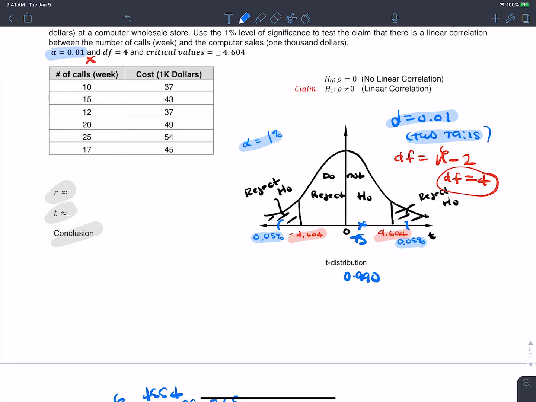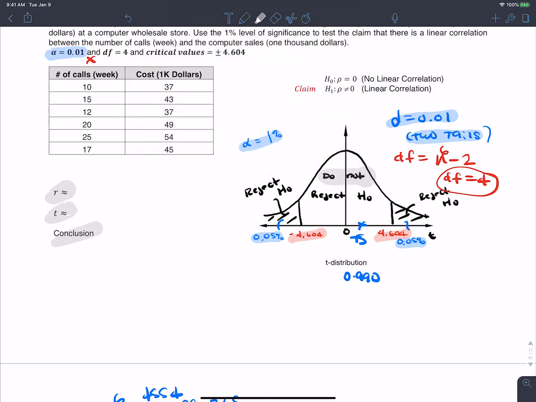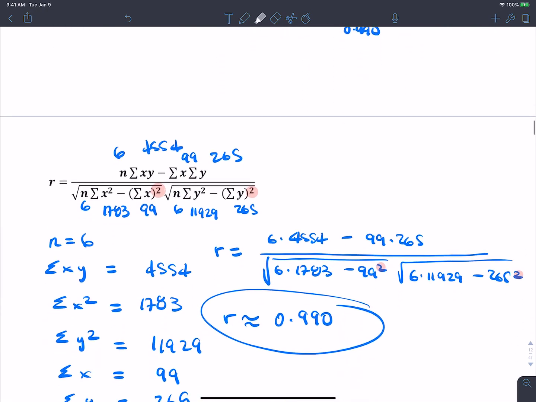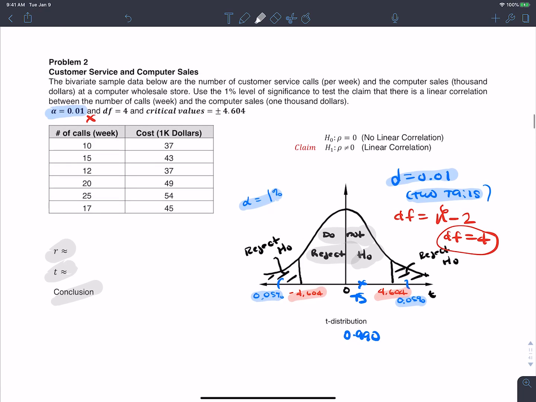That's 0.990. What neighborhood are we in? We're in the what? Do not reject the what? The null. Is that true? Do not reject the null. Double check. So 0.990, is that our test statistic? Let's double check everything. So what does it mean if we don't reject the null? If you're not rejecting the null, what's the story? No linear correlation. There is no linear correlation here.